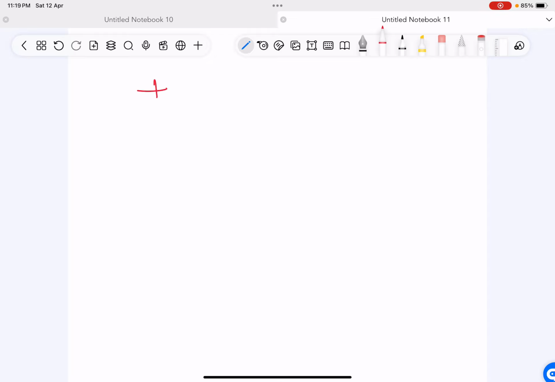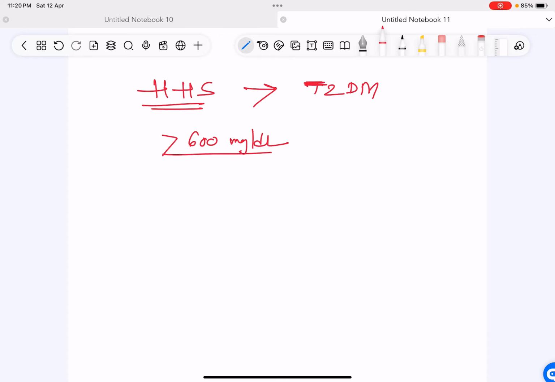Differentiated always from hyperosmolar hyperglycemic state, HHS, which is only with type 2 DM, and DKA is mainly seen with type 2, not type 2, sorry, type 1 DM. HHS is characterized by severe hyperglycemia. Your glucose levels will be more than 600 mg per dl. Because of this, you will have high serum osmolality, which will be more than 320 milliosmol per kg.